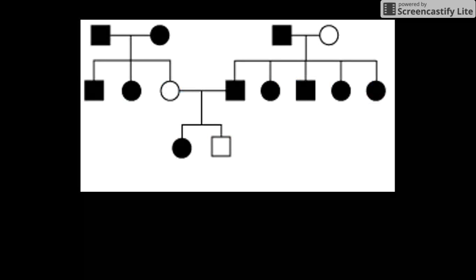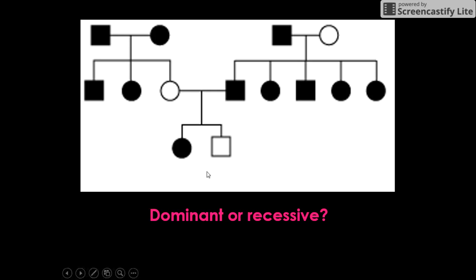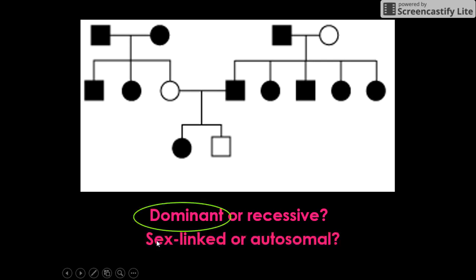Okay, so let's try this one together. This is number 1 on your sheet. So first things first, is it dominant or recessive? Does it skip a generation, yes or no? Well, I see these parents have it, these babies have it, these babies have it, these parents have it, these babies have it, these babies have it. I know for a fact it is dominant because it's in every generation.